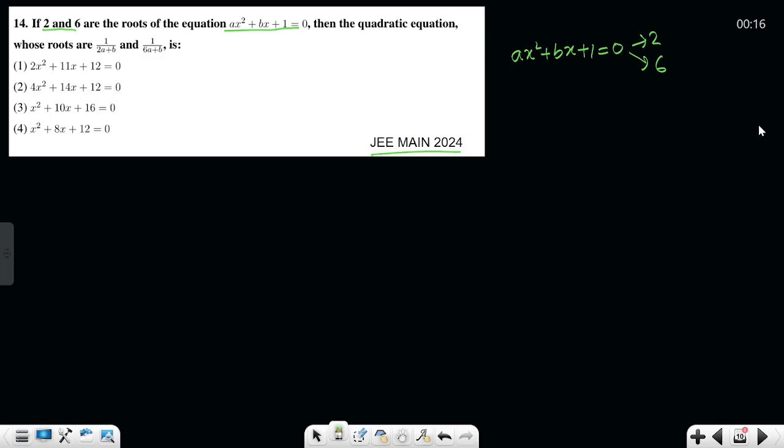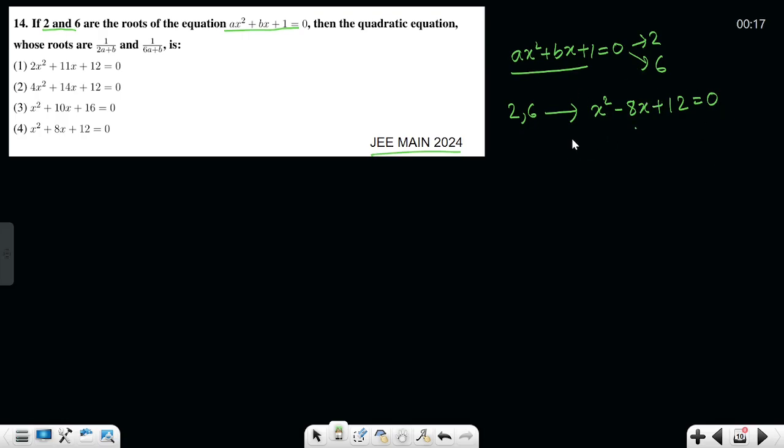So what will be our approach for this question? First we will find the correct equation whose roots are 2 and 6. We can easily find it. Then we will compare the two equations, the one given and the one we get after doing that. So what will be our equation here? x square minus (alpha plus beta) into x, which is 8x, plus alpha into beta, which is 12, equal to 0. That is our equation.